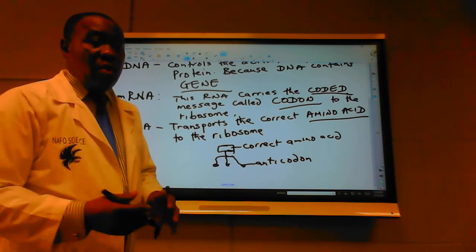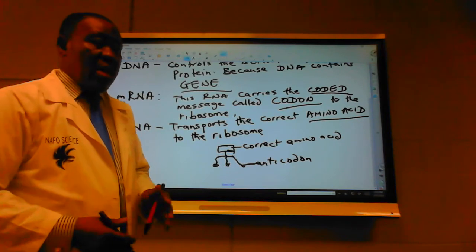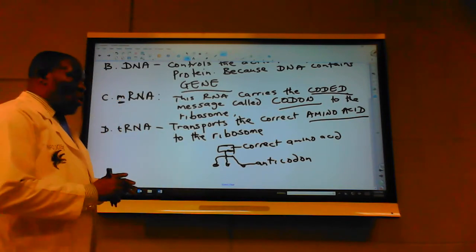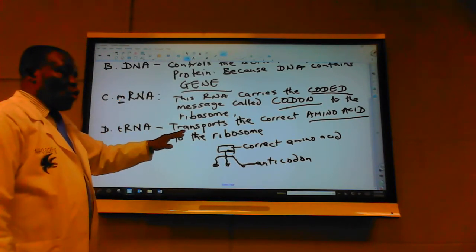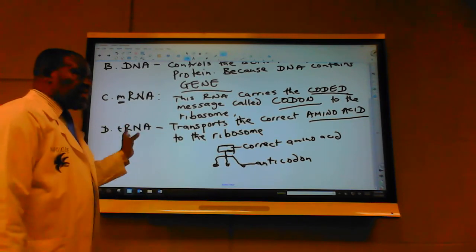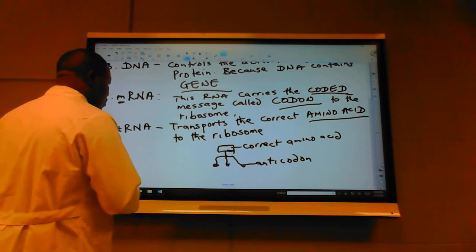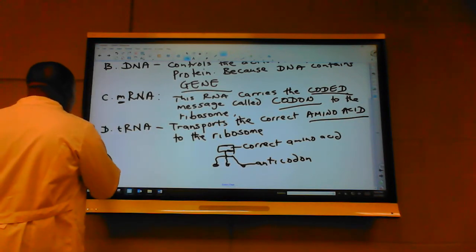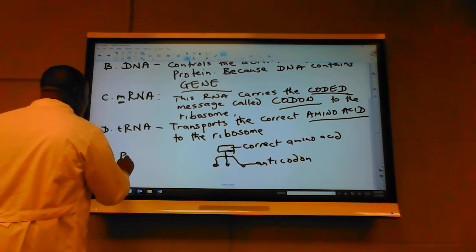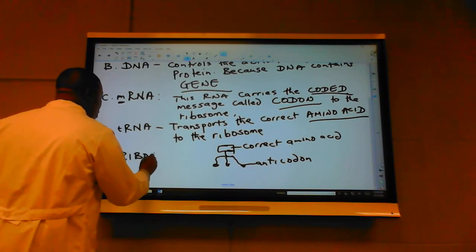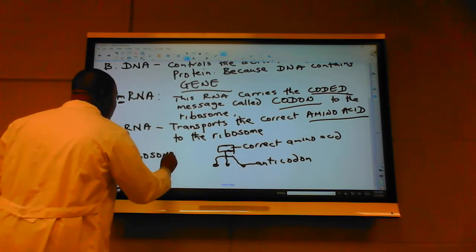Okay? And that molecule is tRNA. Why? This way it can carry the correct amino acid from the cytoplasm to the ribosome. All right? Okay, so let's go to E. So now we go to the ribosome. That's where all the action is going to take place.